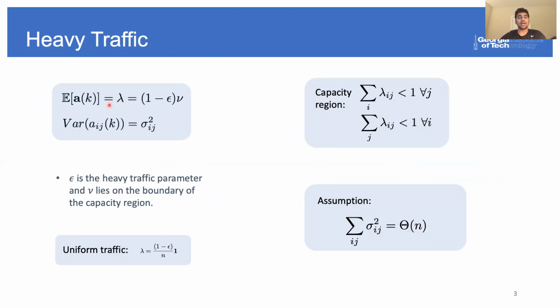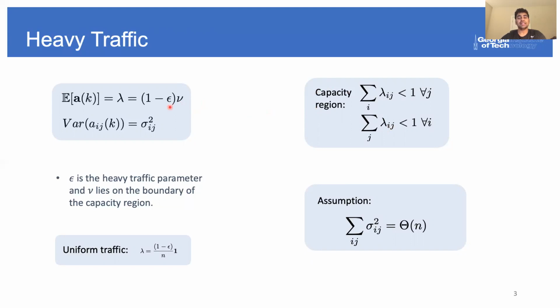Lambda denotes the arrival rate. The capacity region of this system is given by the set of lambdas for which the row sum and the column sum are less than 1. Lambda can be represented as (1 minus epsilon) times nu, where nu is on the boundary of the capacity region, which means that the row sum and the column sum for this vector nu is exactly equal to 1.